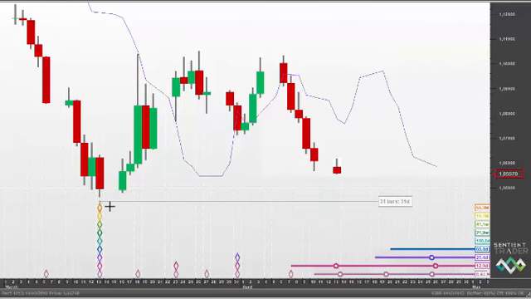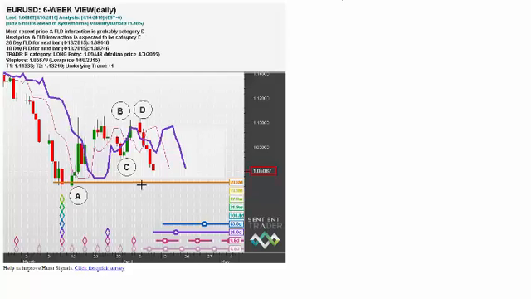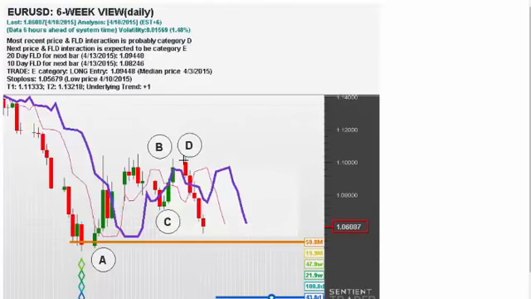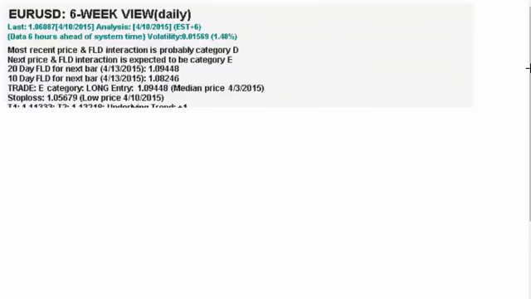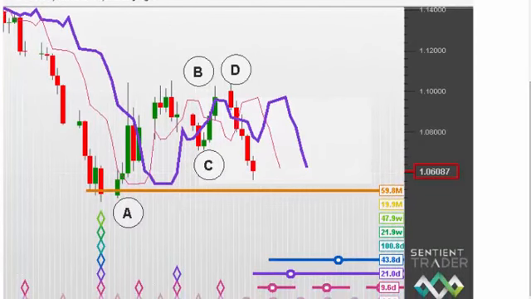Let's take a look at Hurst Signals. I think I have a Hurst Signals chart here for the euro to US dollar. There it is. And let me zoom in. You can zoom in on a Hurst Signals chart simply by clicking on the chart, and you can see a much bigger version of the chart. There we go. And let's take a look in detail at what was happening on Hurst Signals.